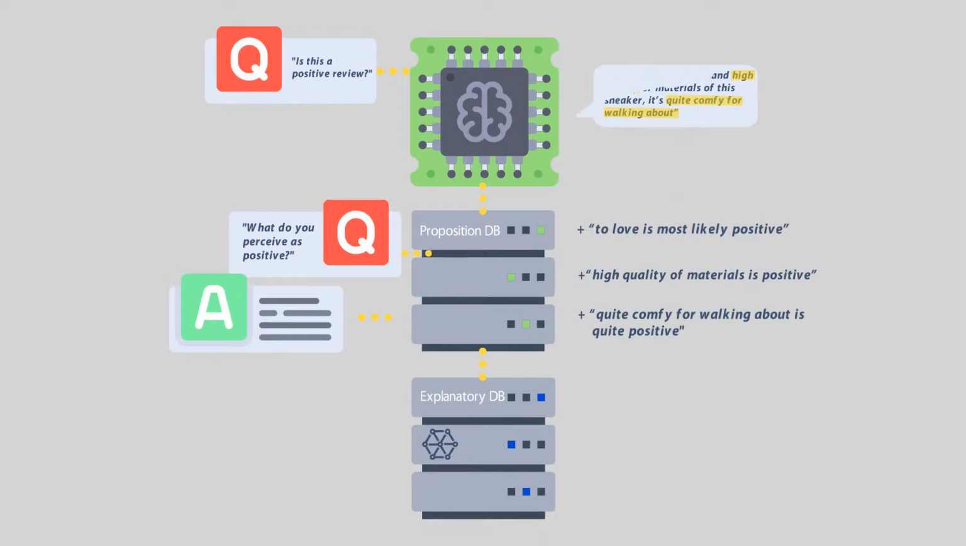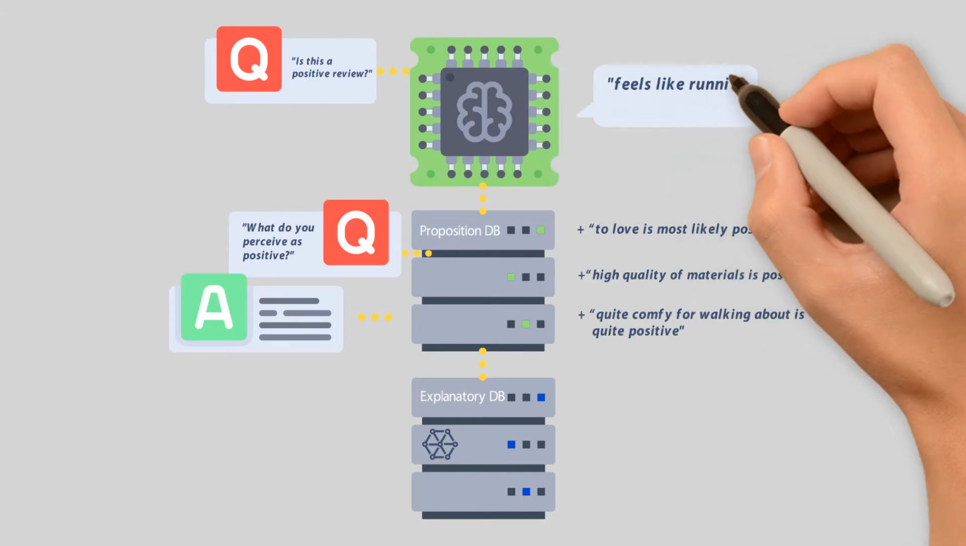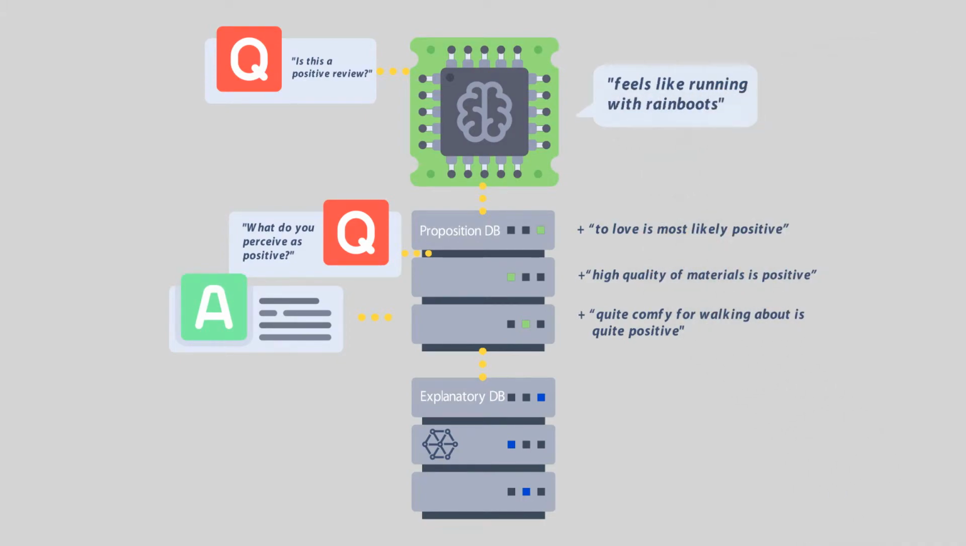Now let's look at the ironic part of our review. Feels like running with rain boots. By using the same methods as in the first example, the computer knows what running and rain boots mean. In case it doesn't know about the meaning of a word, it'll access the internet to learn about it. In our example, rain boots are high-top plastic shoes for wear in rain and mud. Obviously, its purpose is different from a sneaker.